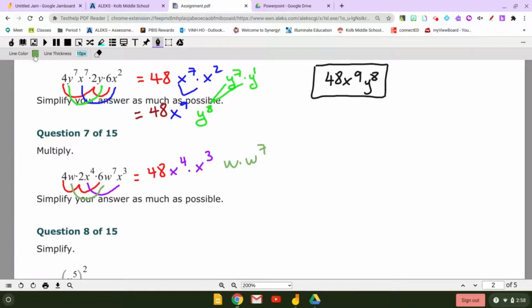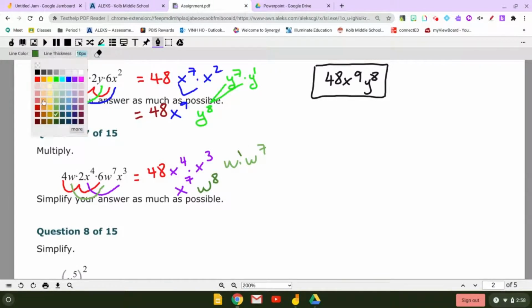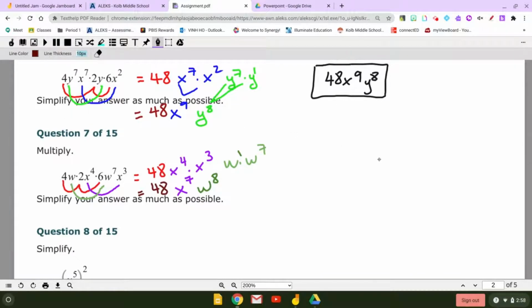As we know, two exponents which have the same base, we're going to add the exponents. So 4 plus 3 will get me 7. And w to the first power times w to the 7, so 1 plus 7 gives you 8. And we bring down the 48. So our final answer will be 48 x to the 7, w to the 8. And that's it.